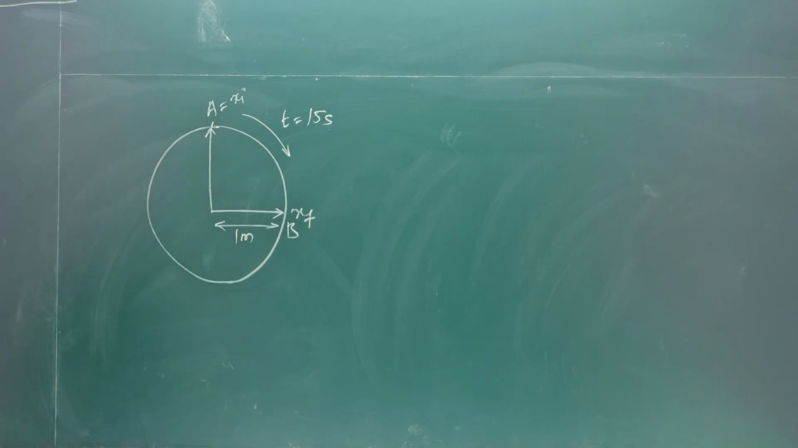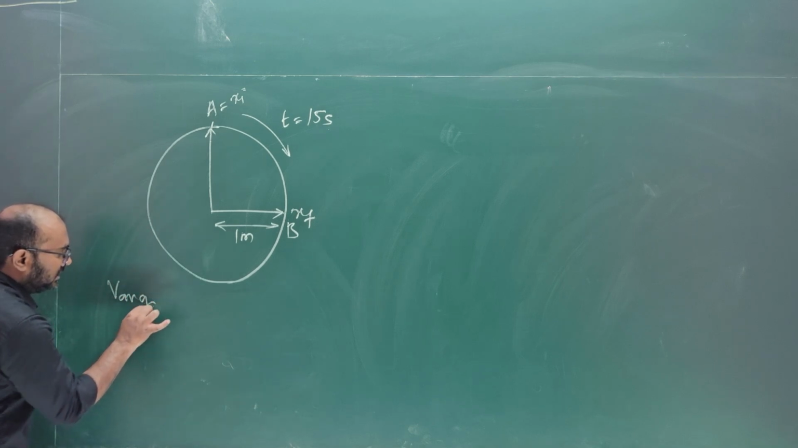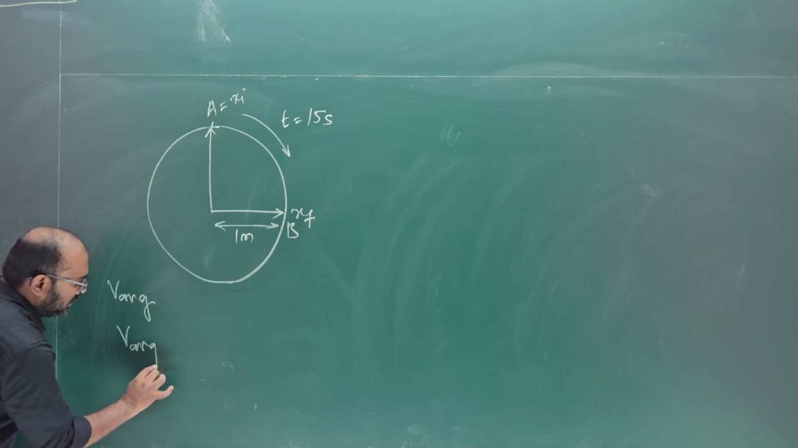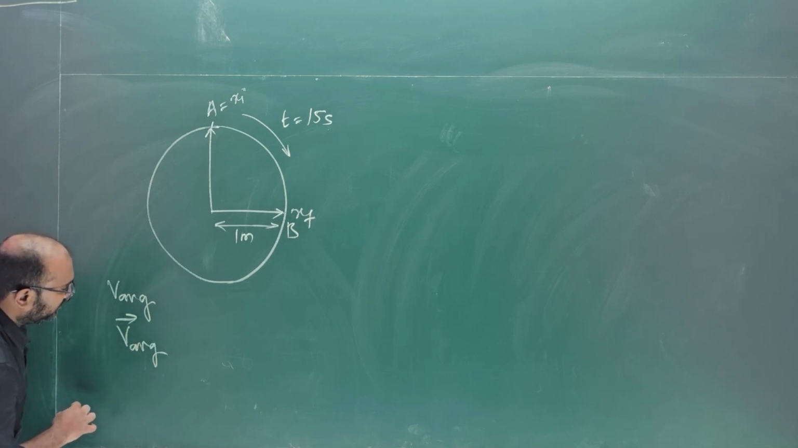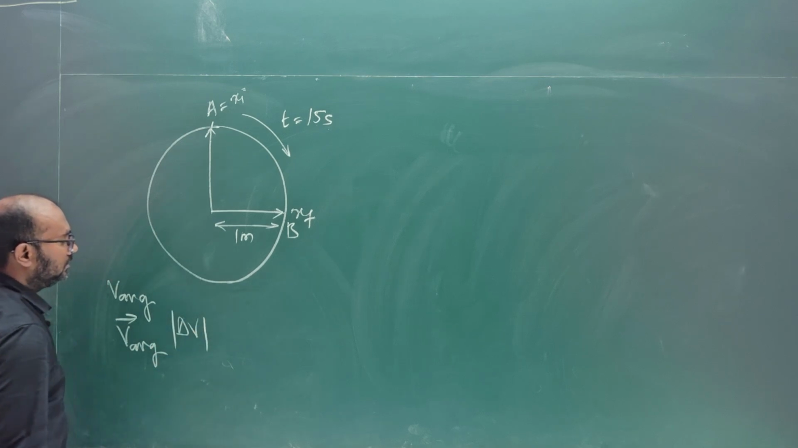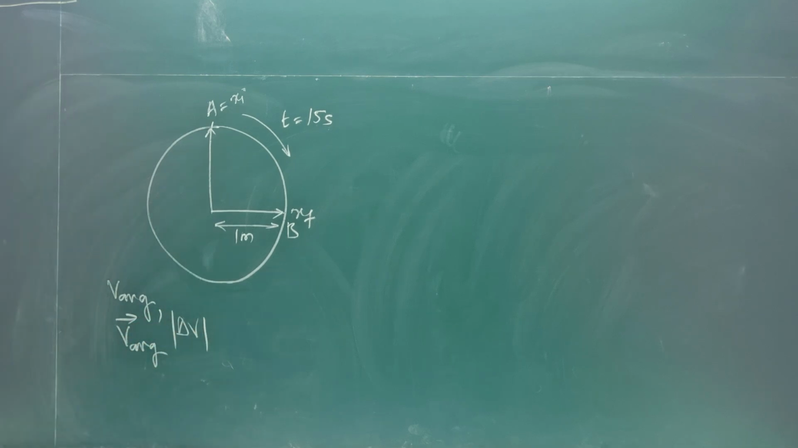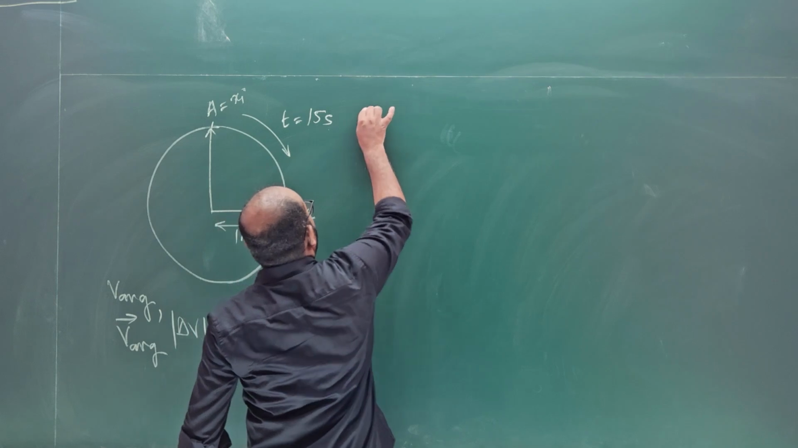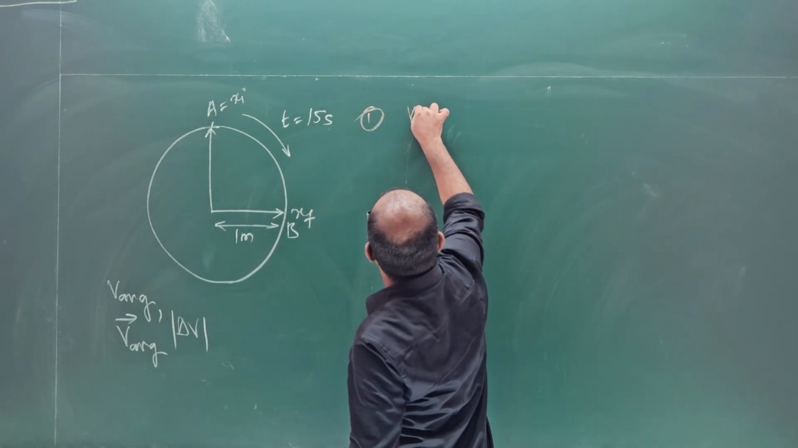Is anything required? Initial, final, time, done. Everything is done. Calculate average speed, average velocity, then delta V. Shall I start? What is first? Average speed.